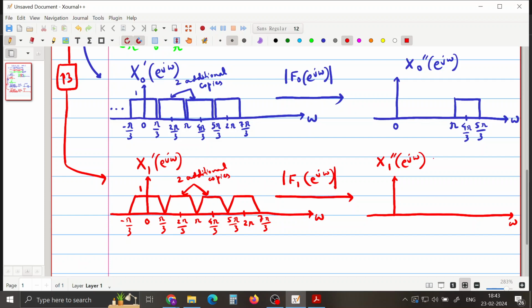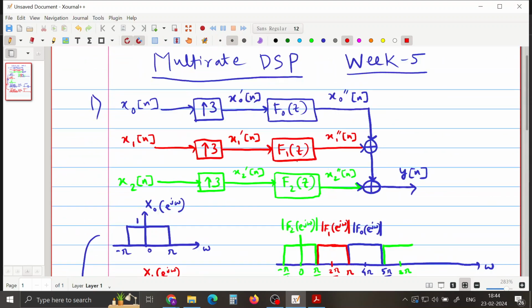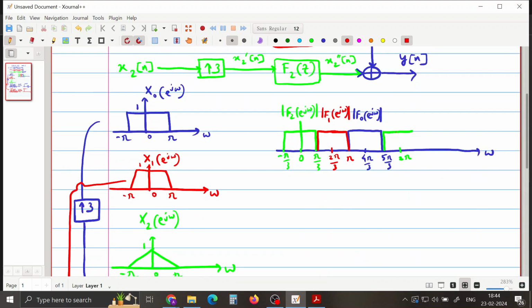I'm trying to figure out this x1 double prime of e power j omega. I am filtering this incoming x1 prime of e power j omega through F1. F1 I have drawn here. Three filters I have drawn here in this figure. F1 is the middle one. What is the band for F1? From which frequency to which frequency is F1 existing? Tell me from the figure.